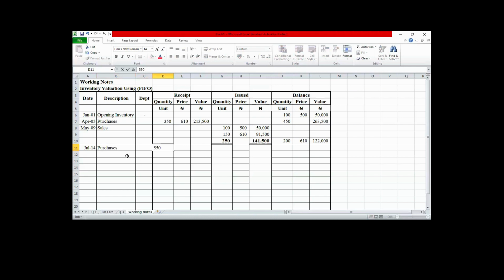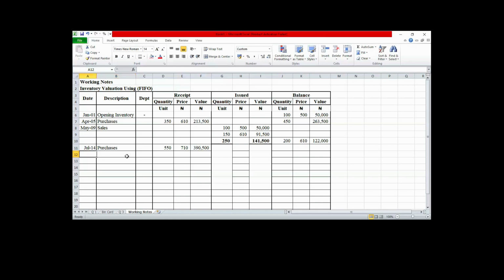550 units. At what price? At 850. Sorry, at what? 710. What would be the value? 550 times 710. What would we have? 390,500. Is it clear? Yes.